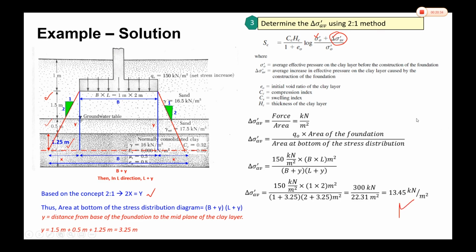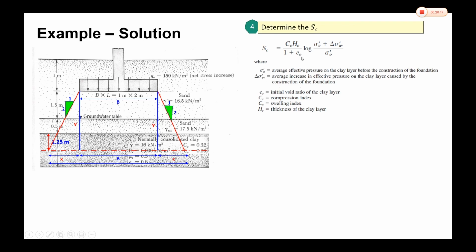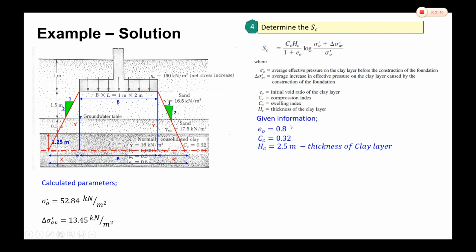Now what is the next step? Finally we need to determine Sc. Sc is the consolidation settlement, C for consolidation and S for settlement. Back to this equation, the parameters calculated just now are the stress prime naught and delta stress prime. This is the initial value before the construction of the foundation, and this is when we consider the construction of the foundation. And then we also have the given information.